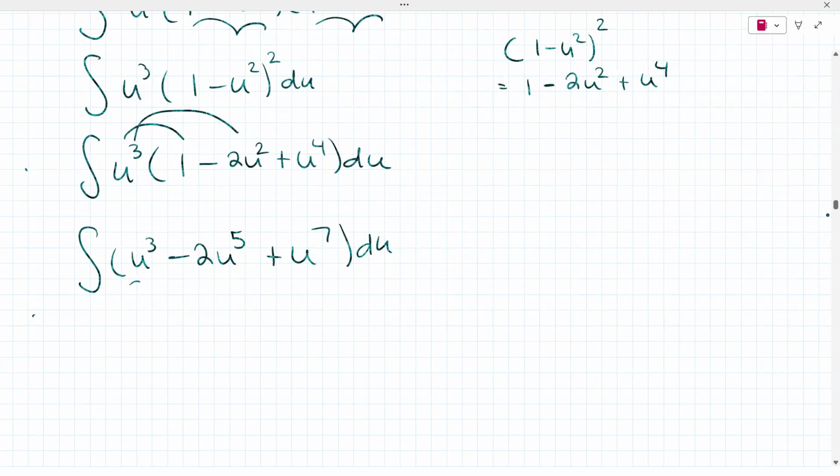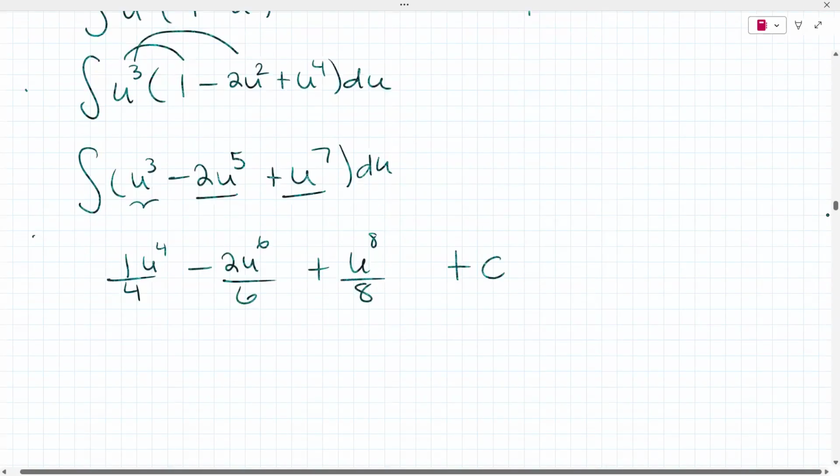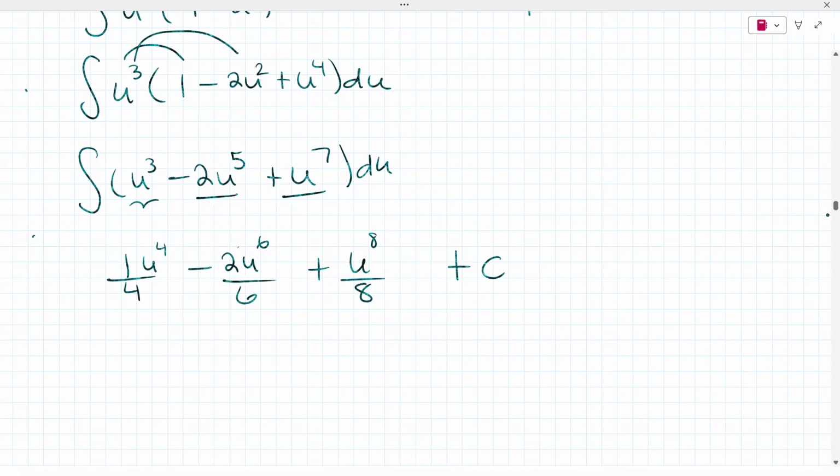So what's the integral of u cubed? That would be 1/4 u to the 4th, minus, what's the integral of 2u to the fifth? That's the same thing as negative 2u to the sixth over 6, plus, what's the integral of u to the seventh? That's the same thing as u to the eighth over 8, and then plus c. Is there anything I can do? Yes, I can reduce this 2 and this 6. This is 1 and this is 3.